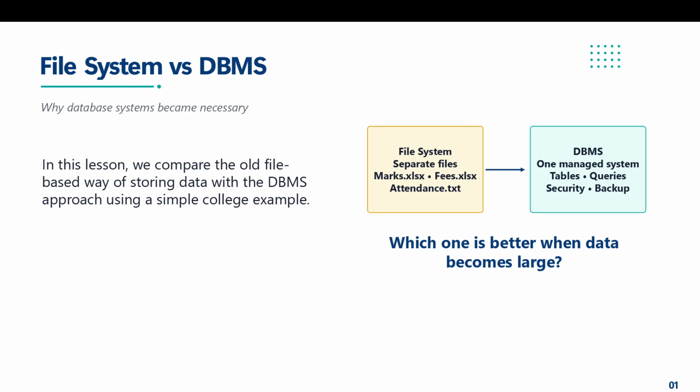In the previous videos, we understood what a DBMS is and we also saw the different uses of a database system. So now in this video, we are going to understand a very important topic that is file system versus DBMS. Actually, before DBMS became popular, many organizations used ordinary files to store data. For example, marks may be stored in one Excel file, attendance may be stored in another file, and fee details may be stored in another file, and student details may be stored somewhere else.